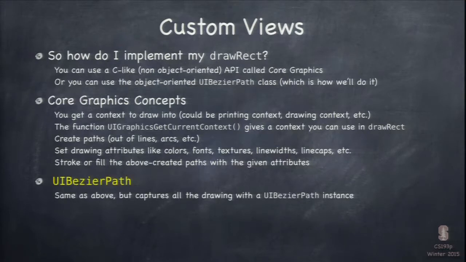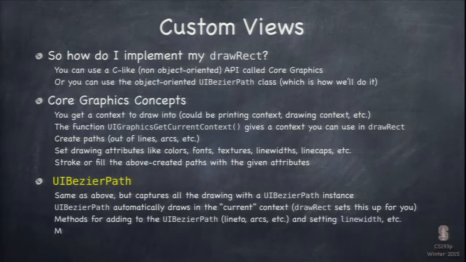Now, UI Bezier path, this object-oriented thing on top, always draws in the current context. You don't have to worry about context. It has methods to do things like line 2, arc 2 to build the path. It also has methods for setting a lot of these attributes like line width. And it has methods to stroke and fill. So it combines all those core graphics things into one class.